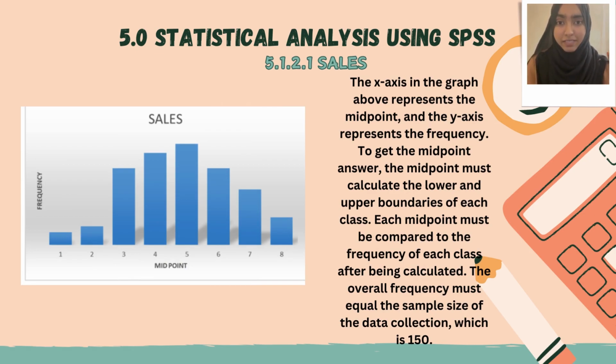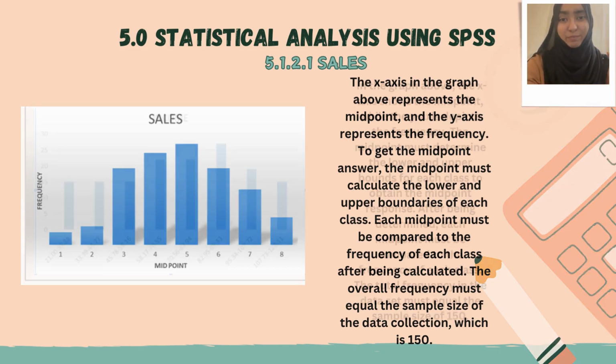Next, graph of sales. The x-axis in the graph above represents the midpoint and the y-axis represents the frequency. To get the midpoint answer, we must calculate from the lower and upper boundaries of each class. Each midpoint must be compared to the frequency of each class after being calculated. The overall frequency must equal the sample size of the data collection, which is 150.